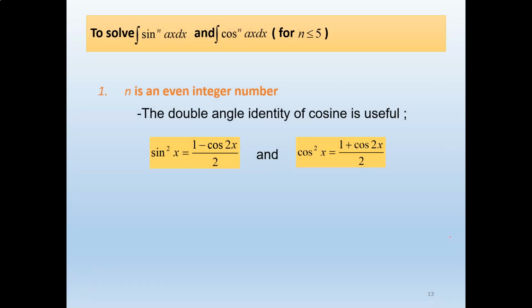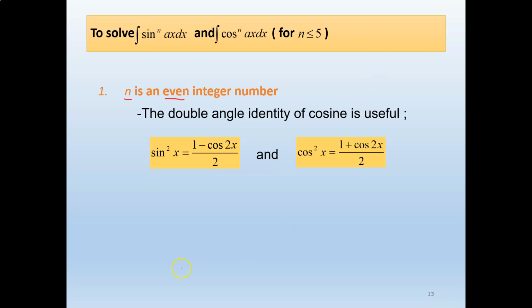And then this is another extra for you when we need to solve integration of sine to the power of n ax dx and integration of cos n ax dx. For n over here must be less than or equal to 5. Okay, since n less than or equal to 5, it can be 1, 2, 3, 4, and 5. So there are even numbers and odd numbers. Let's see for the even numbers, when n is even number, nombor genap, we can use the double angle identity of cosine. Okay, these two things in the yellow box is what we call as double angle identity ataupun double angle formula when you learn trigonometry.